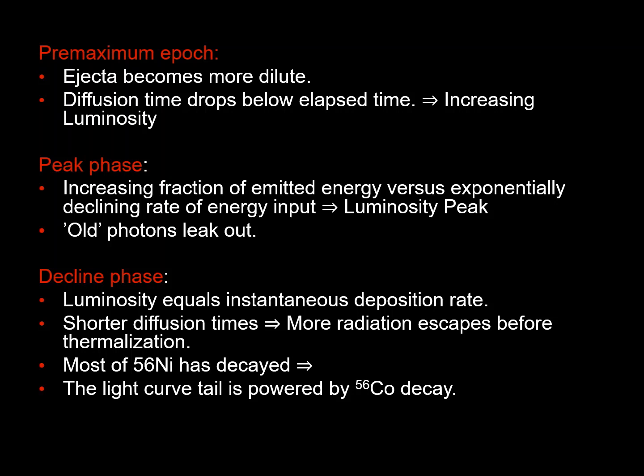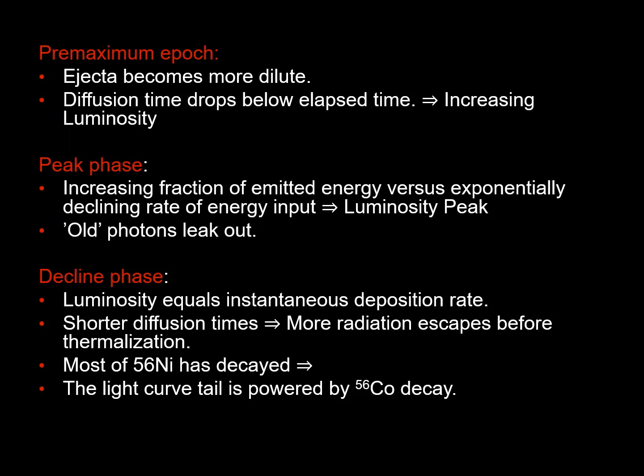Then comes the peak phase when the brightness is at its highest. This happens because some of the old photons which haven't been able to pass the ejecta are finally able to diffuse, and also the radioactive decay is declining, but the energy produced by RDE, radioactive deposition energy, matches it. Hence the luminosity is at its peak.